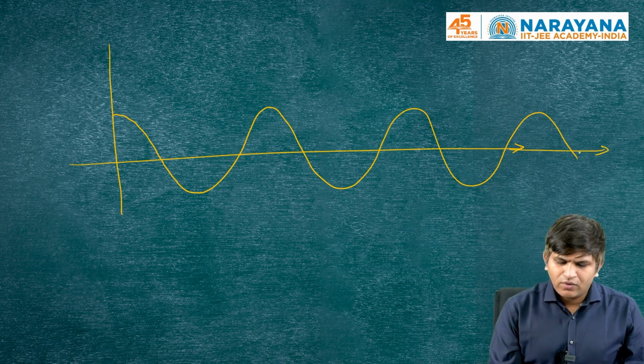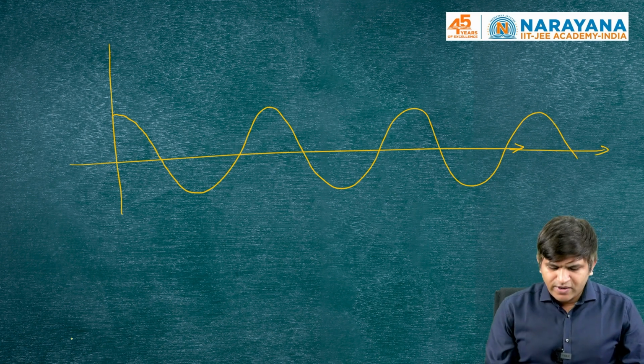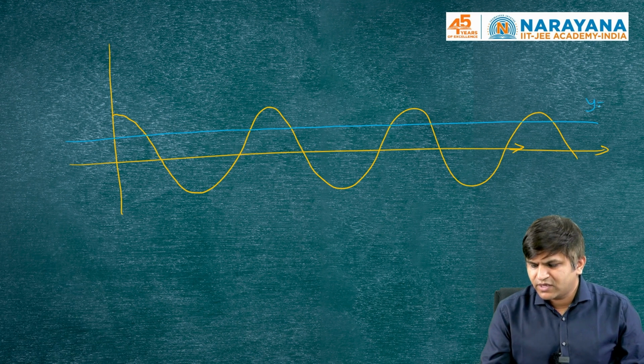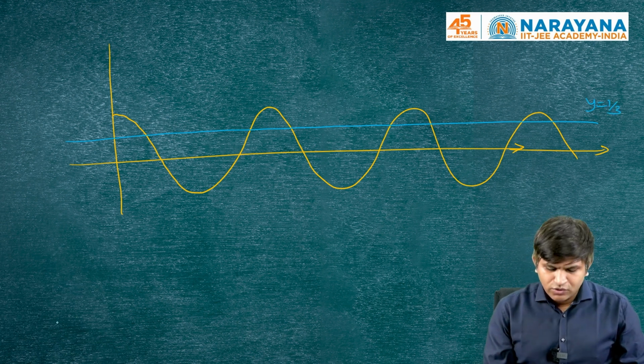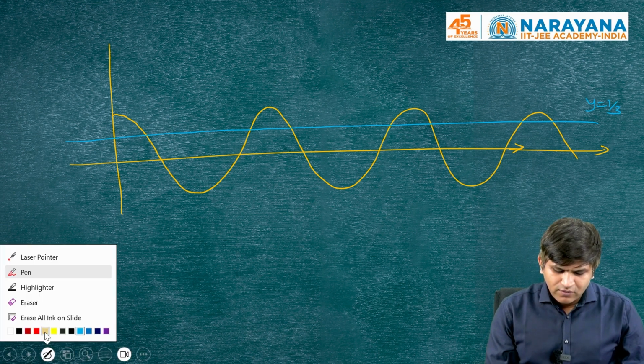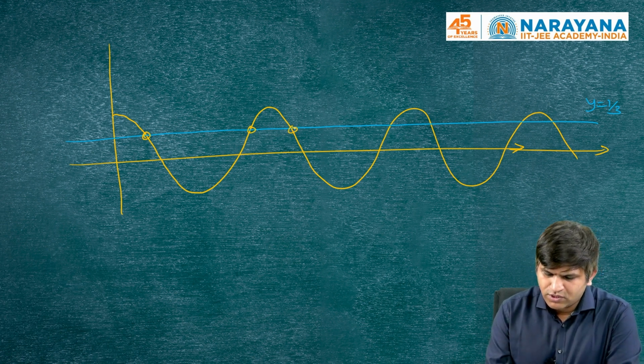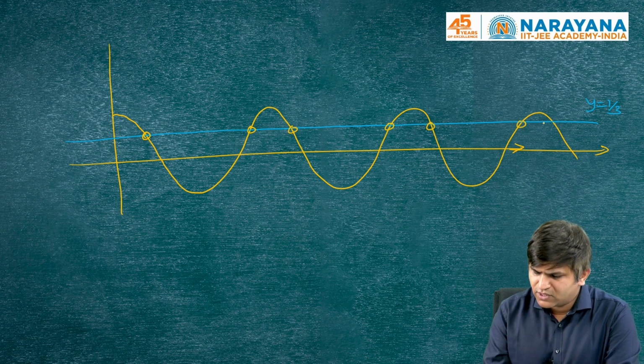Okay, now that y is equal to 1/3, we want the line y is equal to 1/3. So this line will be like this, that is y is equal to 1/3. So at the points of intersection, we need 7 solutions. So this is 1, 2, 3, 4, 5, 6, 7.